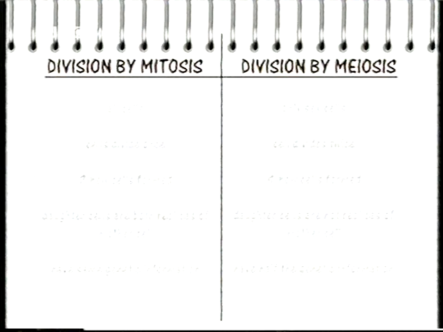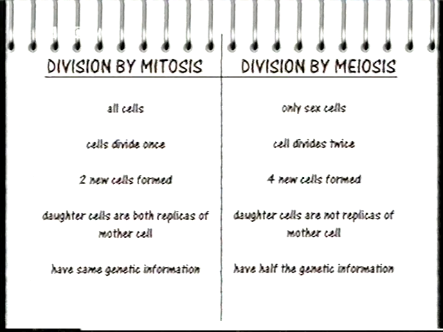To start with, mitosis cell division happens to all cells, while meiosis only happens to sex cells. In mitosis, the cell divides once to create 2 new daughter cells, which are both exact replicas of the mother cell and have the same genetic information. In meiosis, the cell divides twice to create 4 new daughter cells, which are not exact replicas of the mother cell and have only half the genetic information.